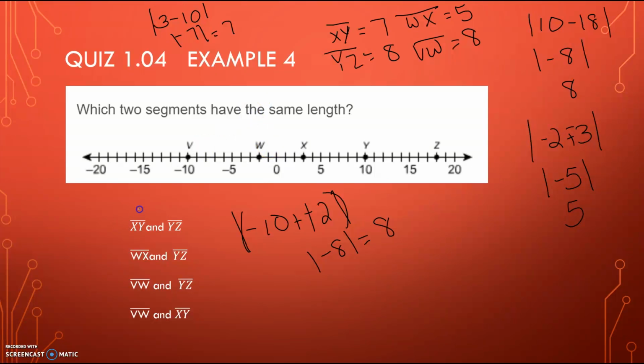So we're just going to write these in. XY is 7. Where do you see another XY? 7 there. I don't see that one anywhere. YZ is 8. Let's write that in everywhere we see it. Awesome. WX is 5. Wherever we see that, we're going to write it in. Only one of those. And VW is 8. So the only two that are the same are VW and YZ. And that was example 4.